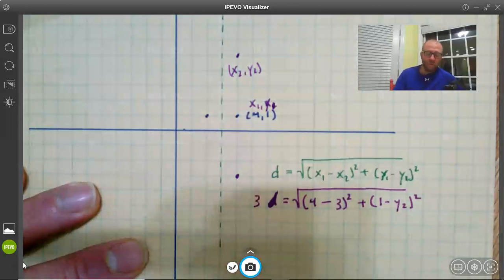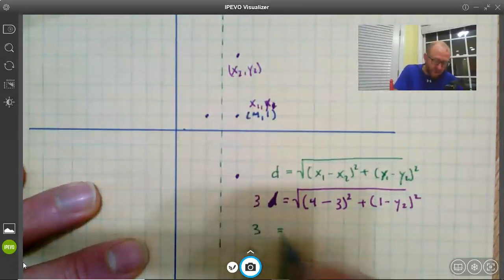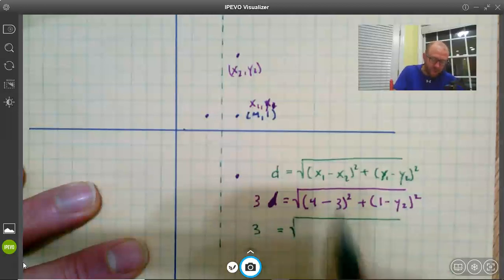So I have to solve this equation for y. So let's see. We have 3. Let's see, this is just 4 minus 3.